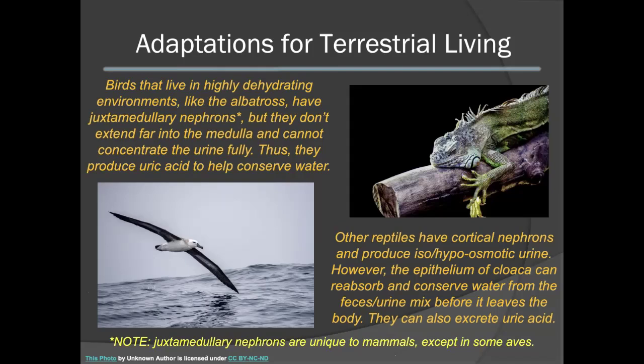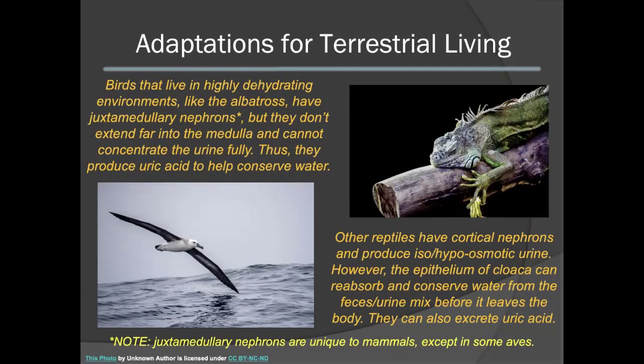Birds that live in highly dehydrating environments like the albatross also have juxtamedullary nephrons. Note that the presence of juxtamedullary nephrons is considered to be unique to mammals, except they are present in some aves, as seen in the albatross. However, these juxtamedullary nephrons do not extend far into the medulla, as we see in mammals, and cannot concentrate the urine fully. As a result, they produce uric acid in order to help them conserve water.